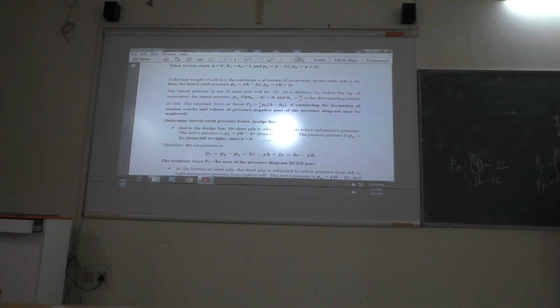I think all of you can remember the definition of passive and active earth pressure. Active earth pressure is when the wall is going away, far away from the backfill soil or the soil part. And passive earth pressure is when the wall is moving towards the soil or the backfill soil. That is the passive. When going away, that is the active. When moving towards the soil, that is passive.